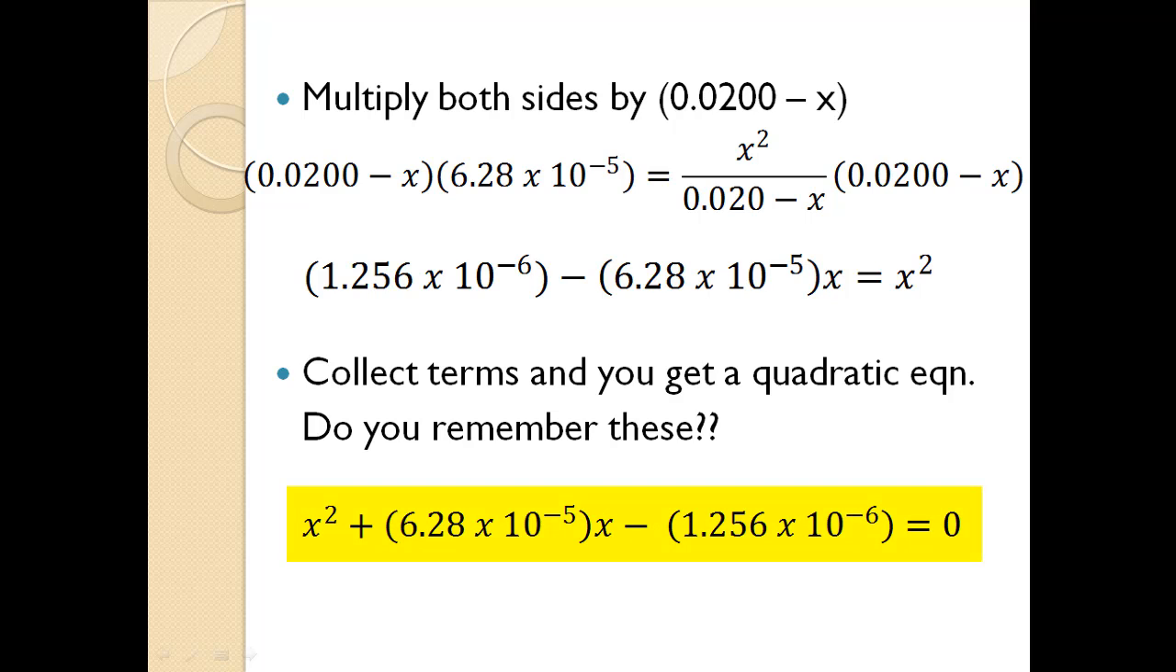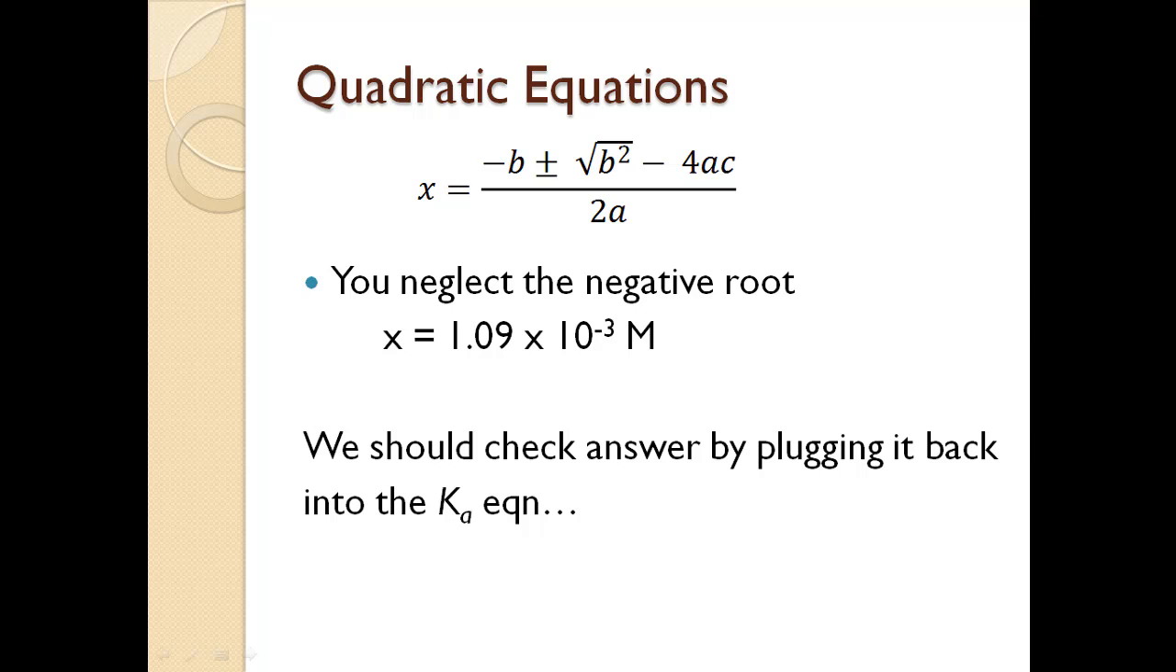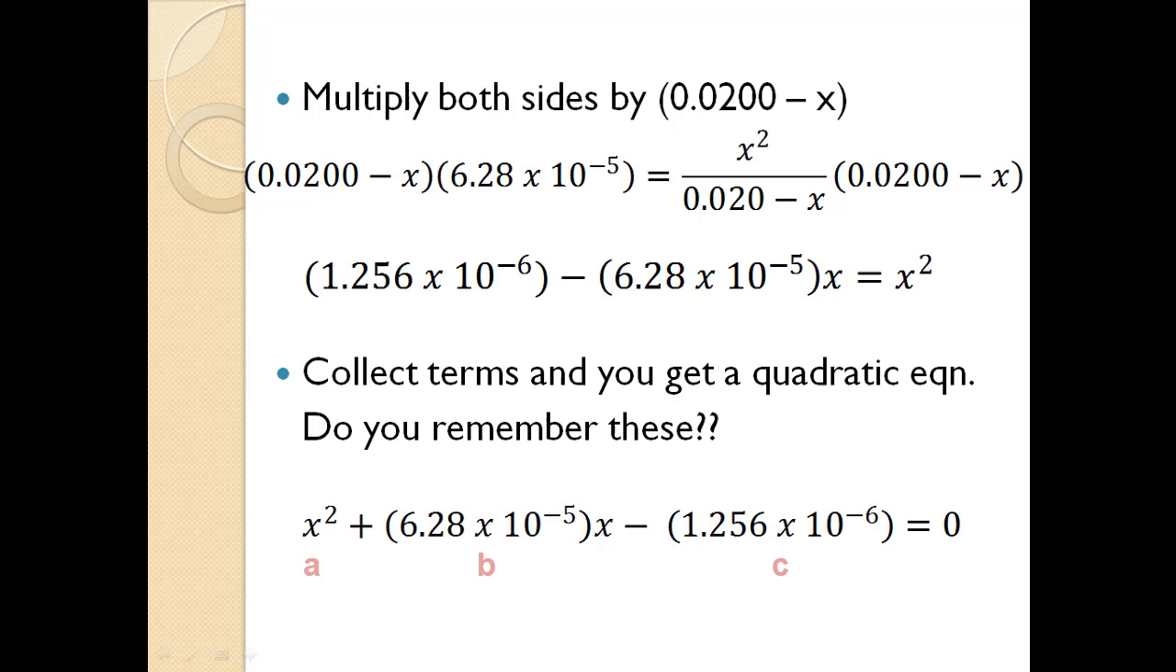So x squared plus 6.28 times 10 to the negative 5 x minus 1.256 times 10 to the negative 6 equals 0. For these weak acid and weak base problems, you're going to have to use a quadratic equation to get your answers. So if you don't remember how to do them, you need to start remembering now. This is the general formula of a quadratic equation. It's negative b plus or minus the square root of b squared minus 4ac, all divided by 2a. And by the way, this would be your a, this would be your b, and this would be your c.